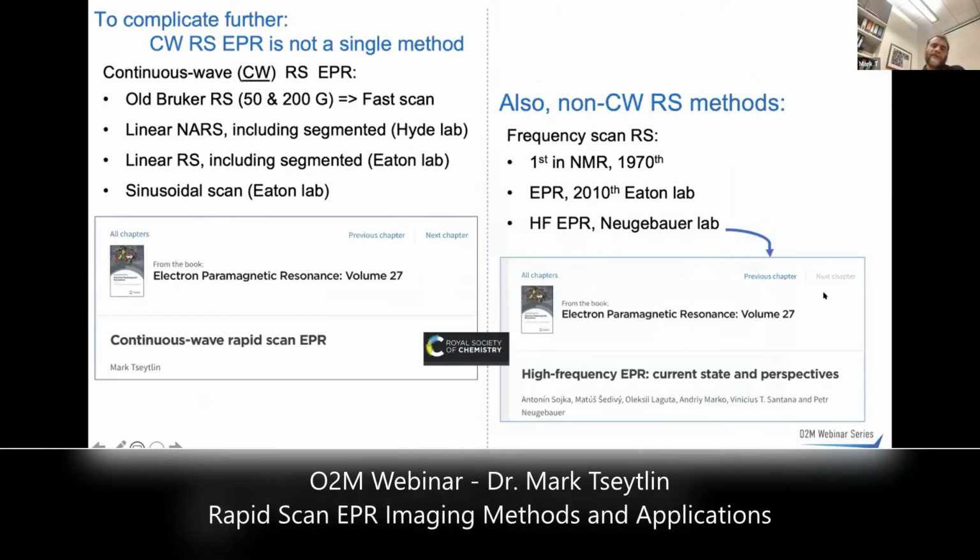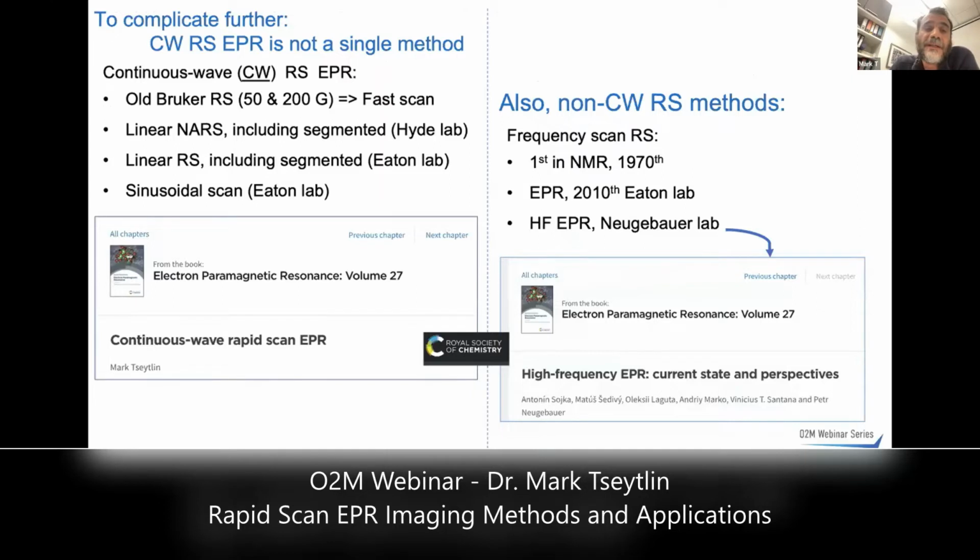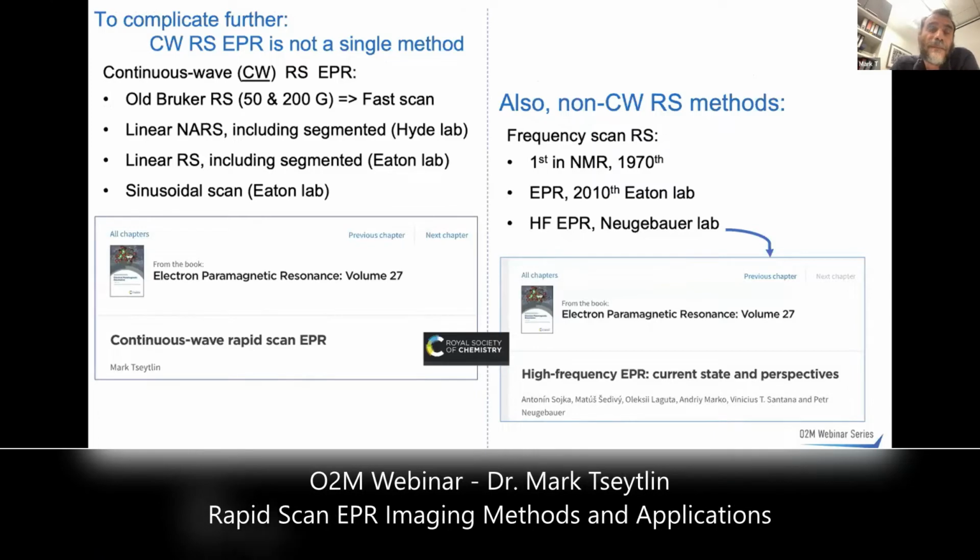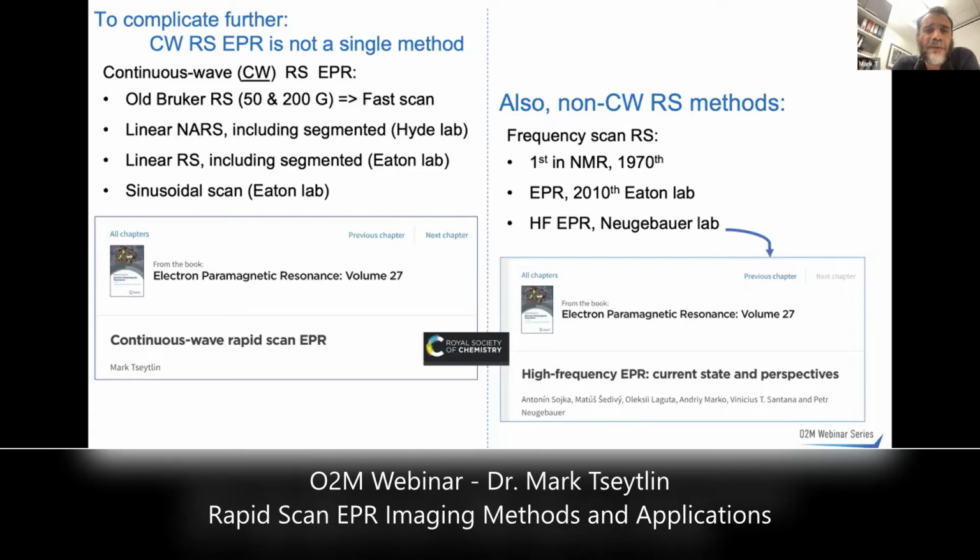Okay, to complicate things even further, CW rapid scan is not a single method. It used to be the standard in the old Bruker machines. They had this rapid scan system with 200 Gauss, which was essentially fast first harmonic CW. Now people call this fast scan EPR. Also, there is the linear rapid scan method, not the adiabatic rapid scan method, developed in the Hyde lab. There is linear rapid scan, including segmented rapid scan, and there is sinusoidal rapid scan. So CW rapid scan methods are many now.